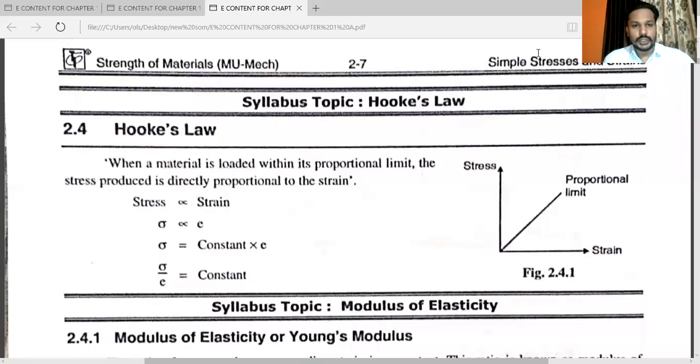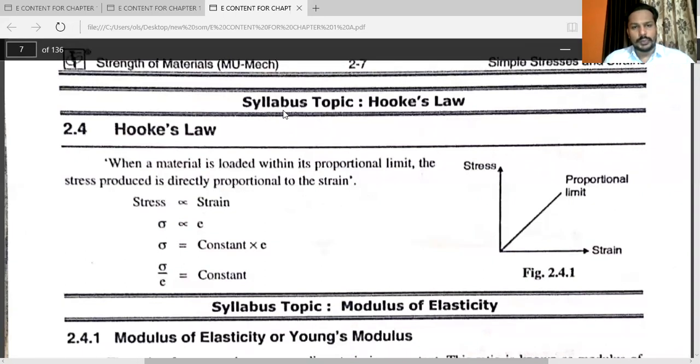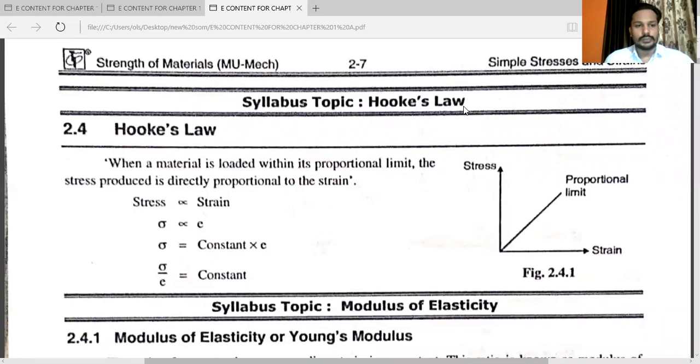Hello friends, in the previous video, we have seen what is stress and what is strain. Sometimes stress may be tensile, sometimes stress may be compressive. Here, one more important topic, that is Hooke's law.